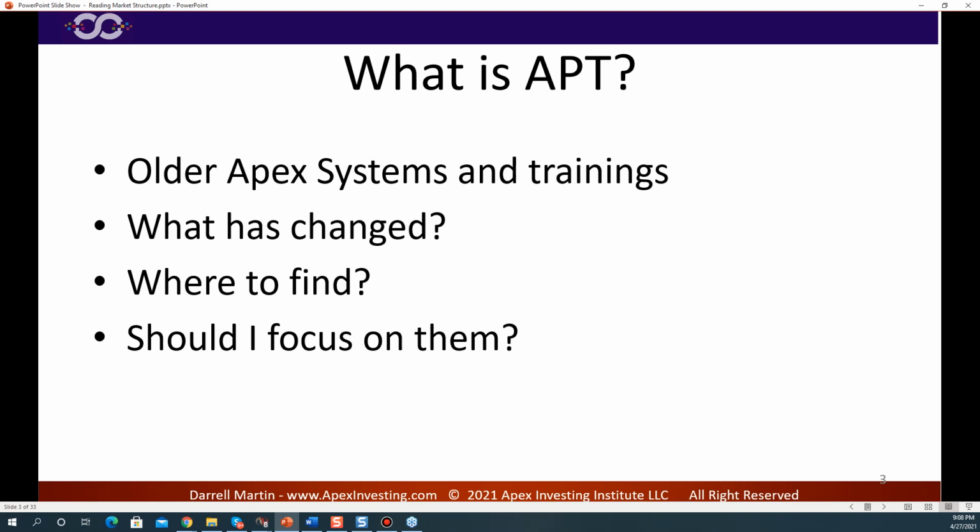Okay. No, Russell, the breakout trades is part of a mastery course, not part of the APT course. Okay. But just so you know, because that's been a question.